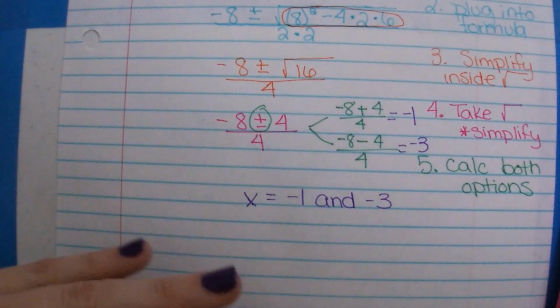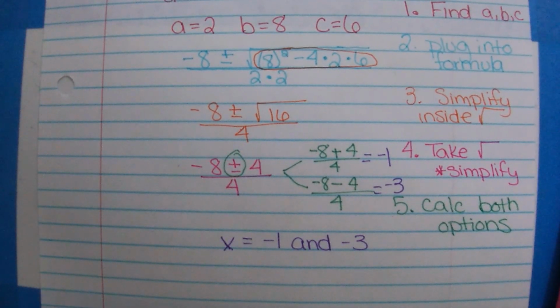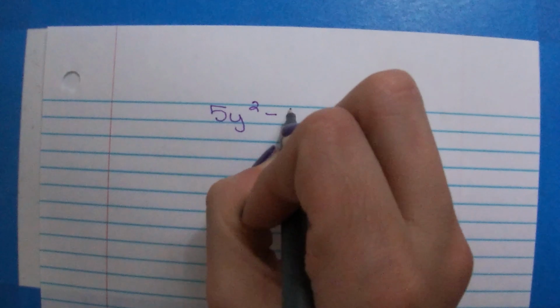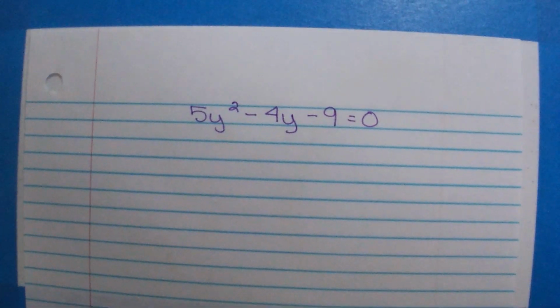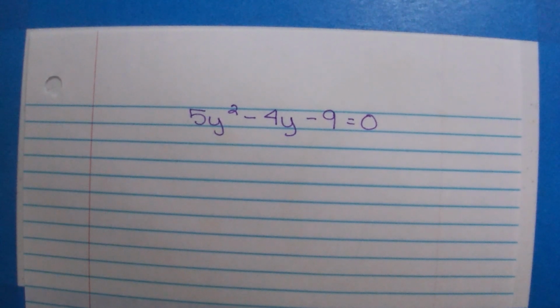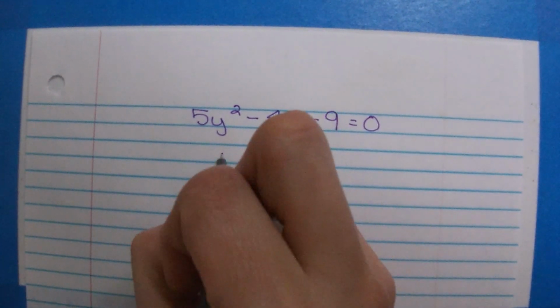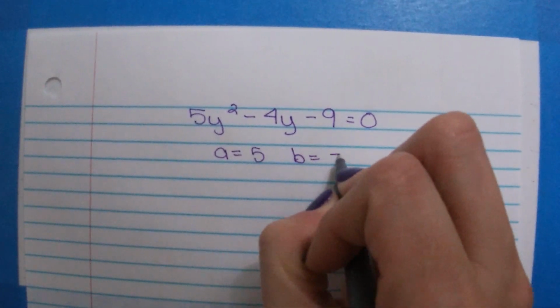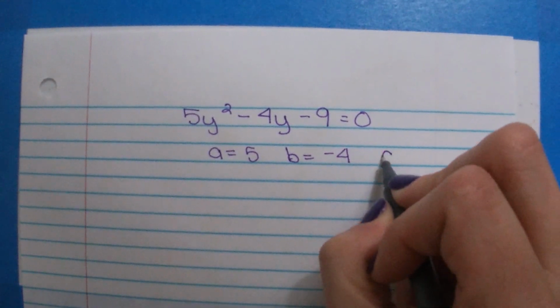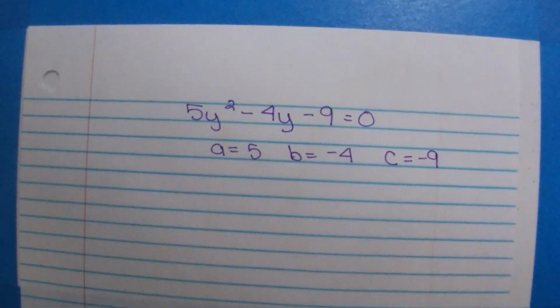So it takes a lot of steps, but most of it we can do in our calculator. So let's look at another one here without those steps in between and see how we do. So let's say 5y squared minus 4y minus 9 equals 0. So we're going to find a, b, and c. A is 5. B is negative 4. C is negative 9.